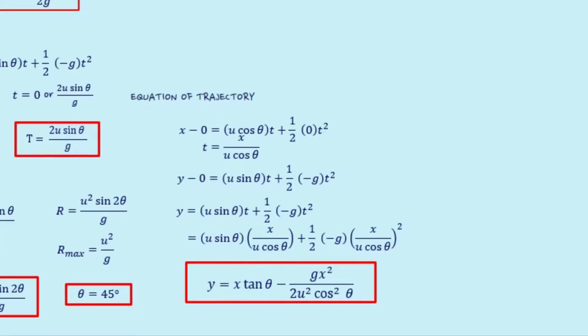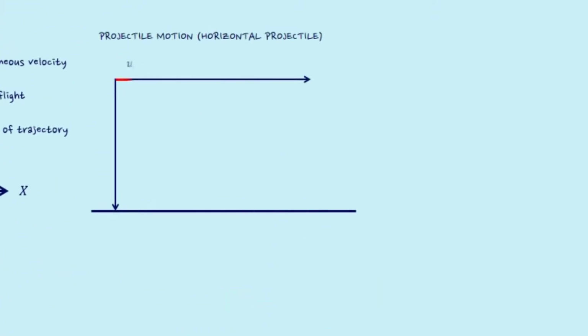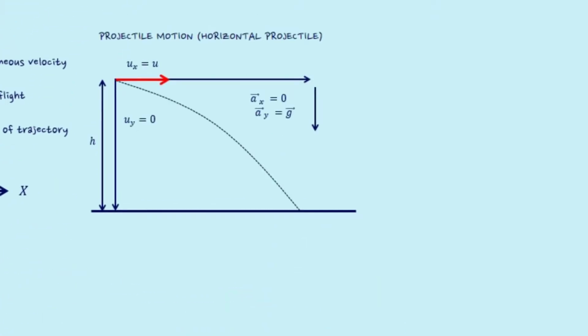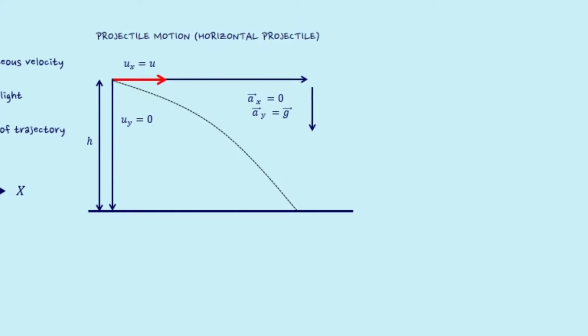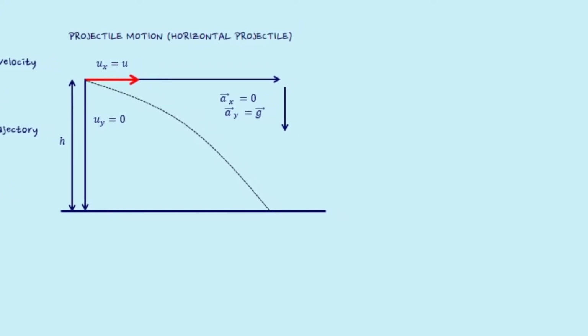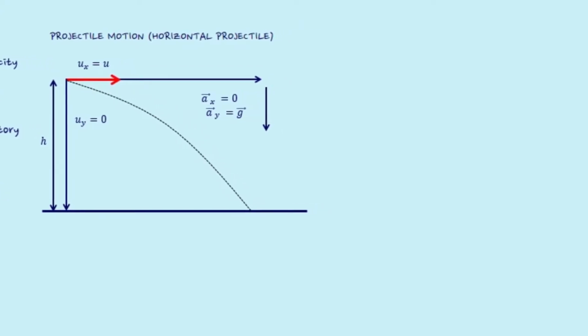Another type of projectile is the horizontal projectile. In this case, the object is thrown horizontally with some velocity from a height. Again, in this case, the acceleration along the x-axis is 0 and along the y-axis it is g. Here, g is positive because the direction of displacement along the y-axis and the acceleration acting on the object are in the same direction. In this case, we have to find the expressions for the equation of trajectory, time of flight, range of projection, and instantaneous velocity.